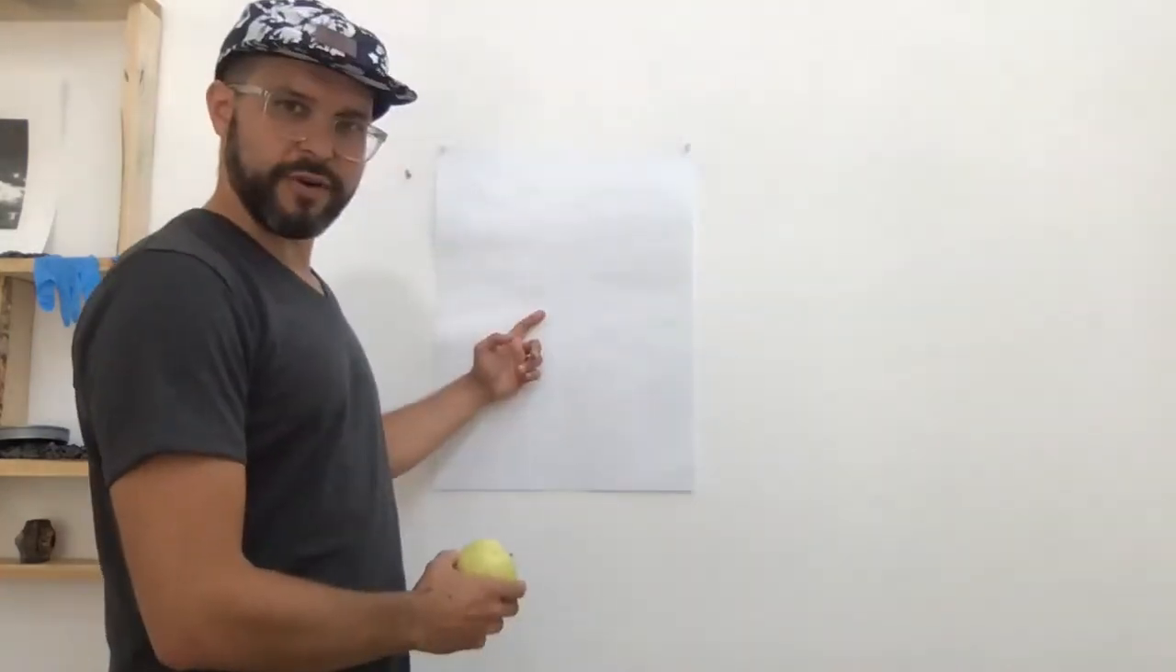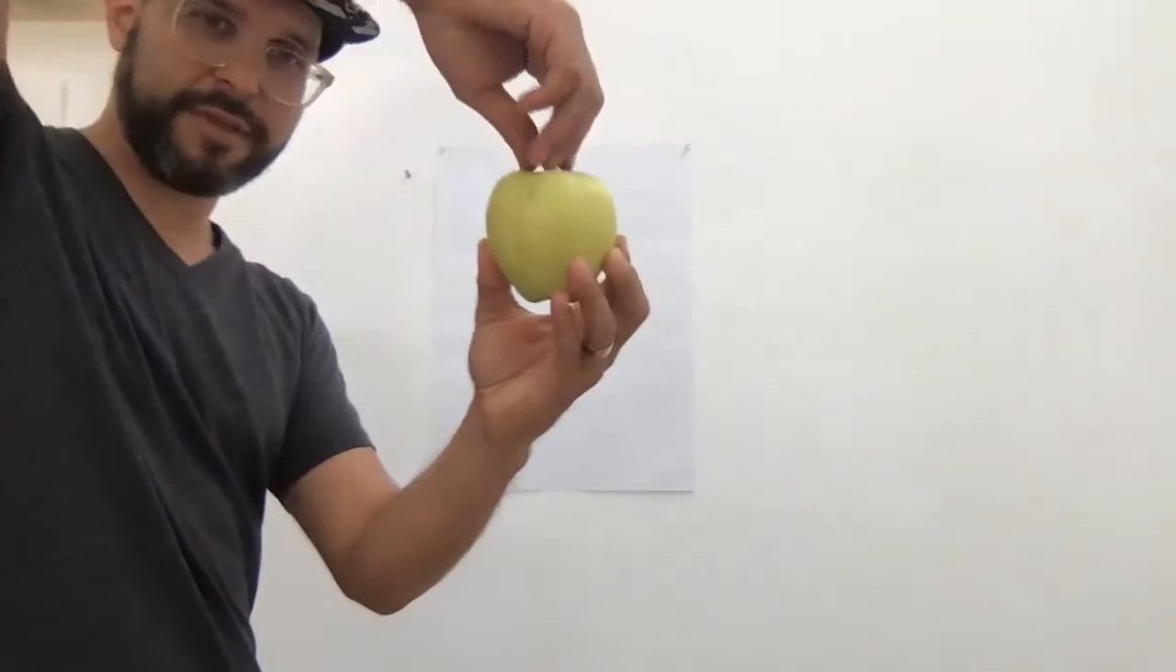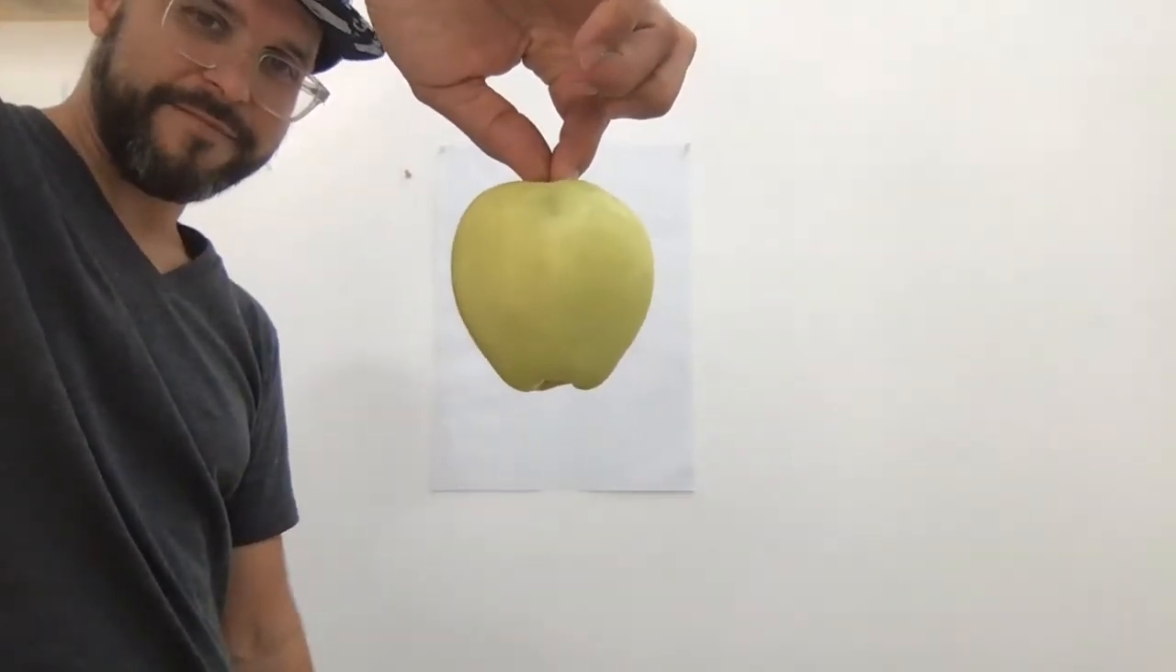Hey everybody, for this assignment we are going to talk about taking something small and drawing it very large, right? So I want this apple to be about 5 times the size on the page, so it looks something like that on the paper, all right? So let's get into it and talk about how to do this.